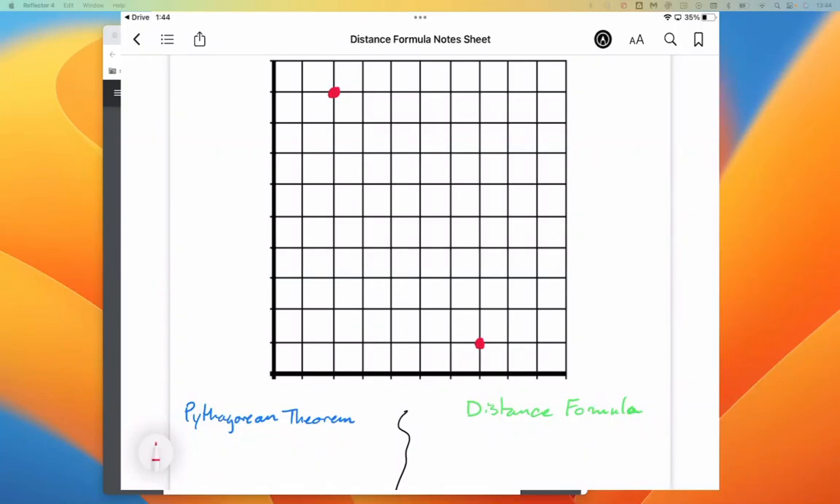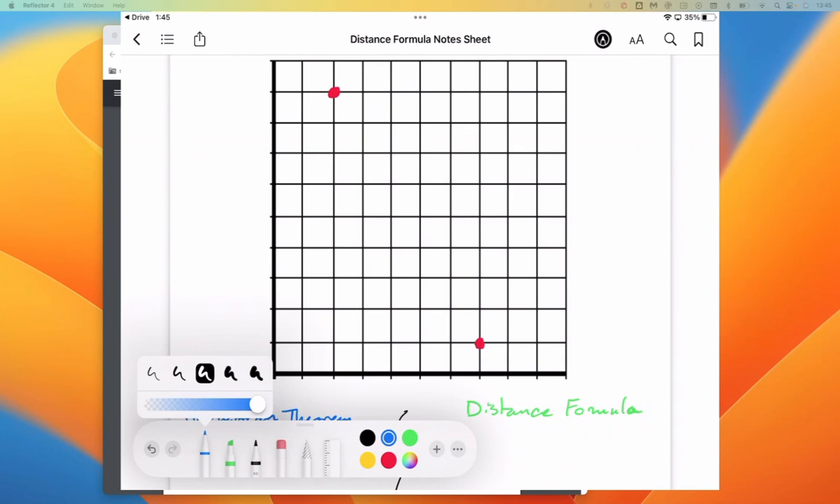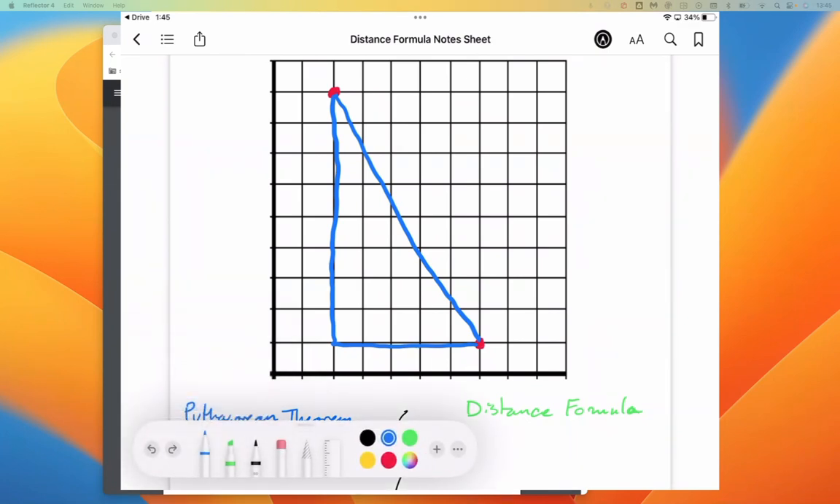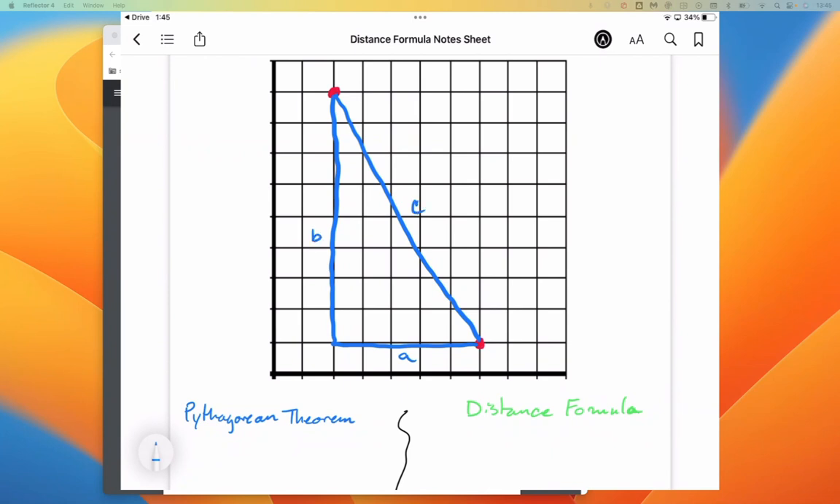Okay, so let's say that we had 2 points on a grid that were not lined up horizontally or vertically. We could take the Pythagorean theorem and apply it in this case to help us find the distance between them if we construct a right triangle that meets those points. And if we did that, we would end up with this side down here being our A side. This side could be our B side, and then this side would be our C side, right?